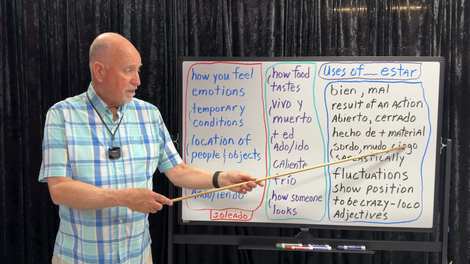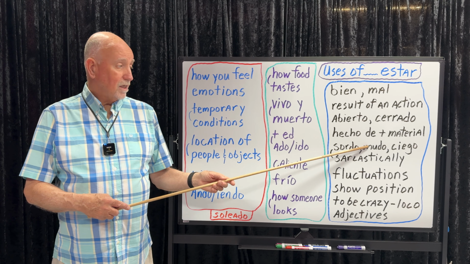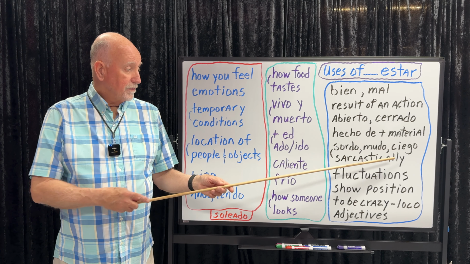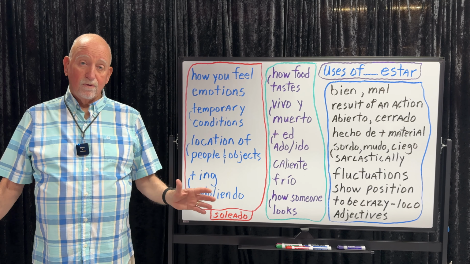Sordo, mudo, and ciego. Sordo is deaf. Mudo is mute. In other words, you can't talk. And ciego is blind. And this is sarcastic. You never want to make fun of people for any reason. It's not right. It's not cool.